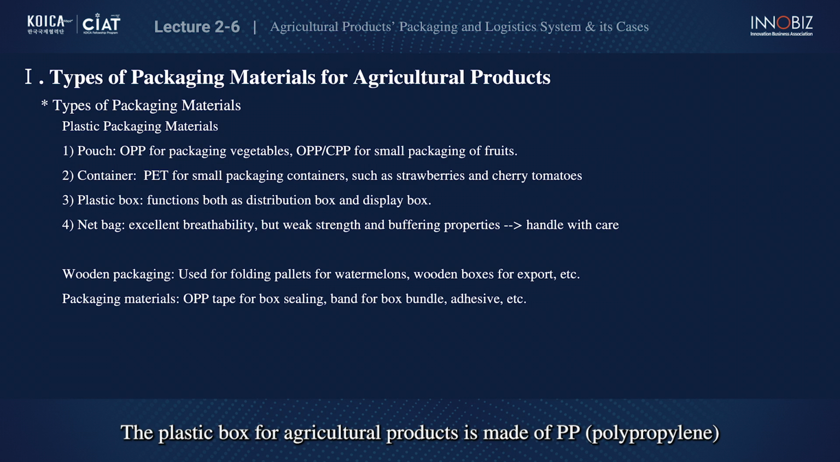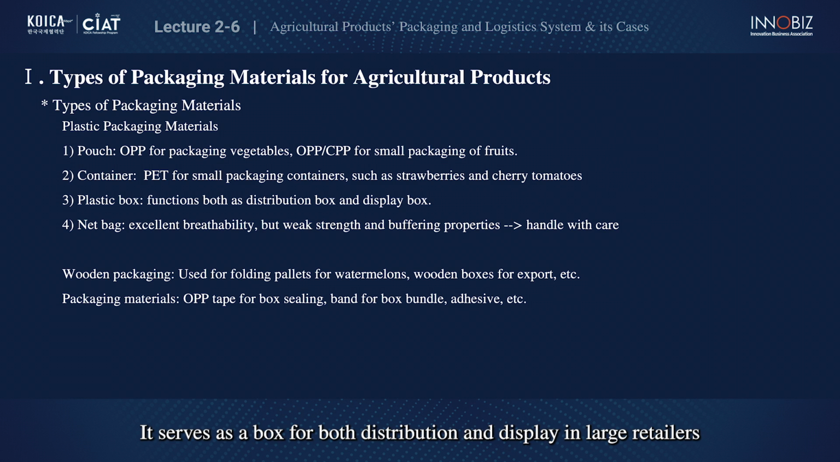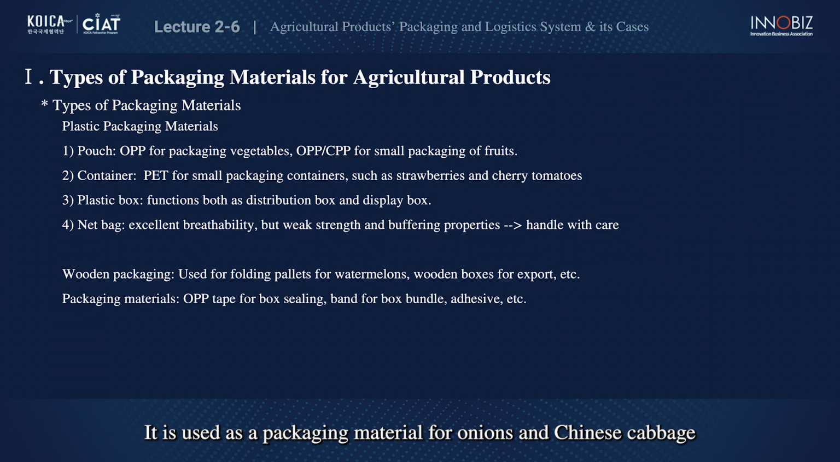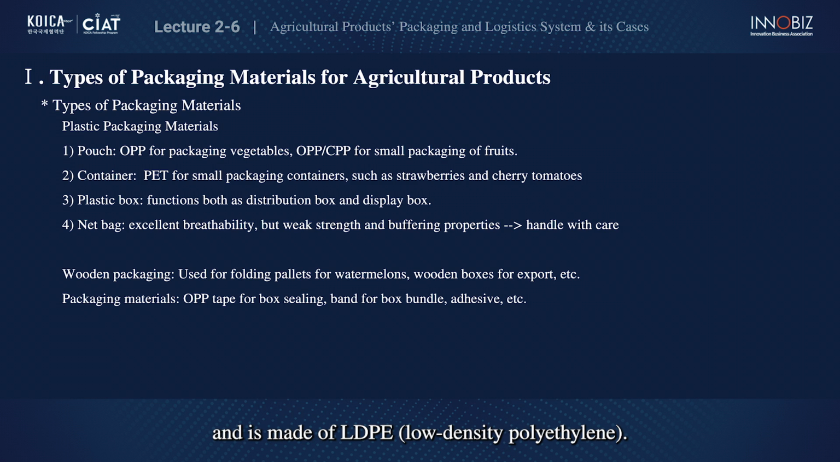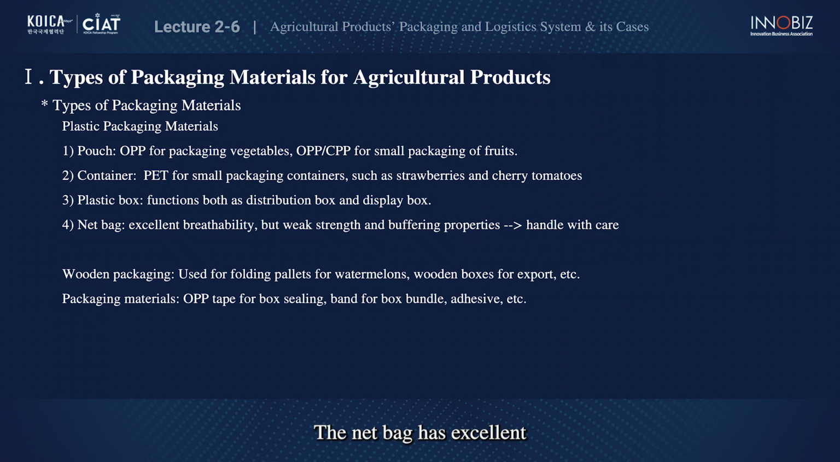Plastic box. The plastic box for agricultural products is made of PP, and it is also called P-box or Conti in the field. It serves as a box for both distribution and display in large retailers and can be retrieved for reuse thanks to its various functions. Net bag. It is used as a packaging material for onions and Chinese cabbage and is made of LDPE. You can change the color by adding the desired color pigment during the production process. The net bag has excellent breathability but weak strength and buffering properties, so it should be handled with care.